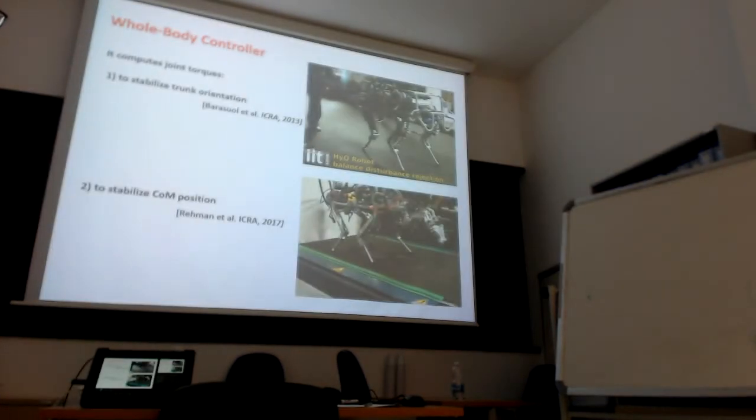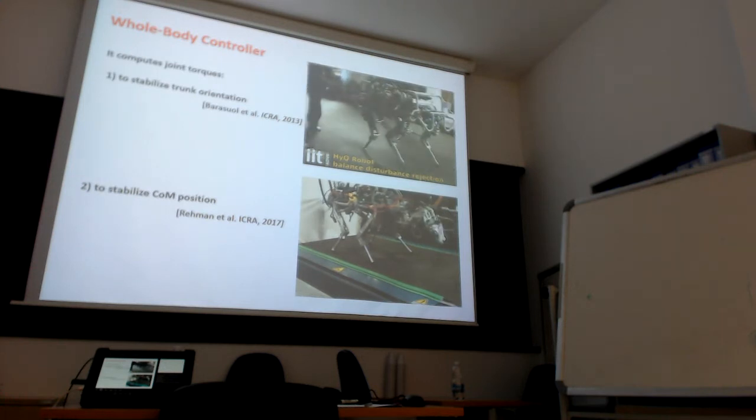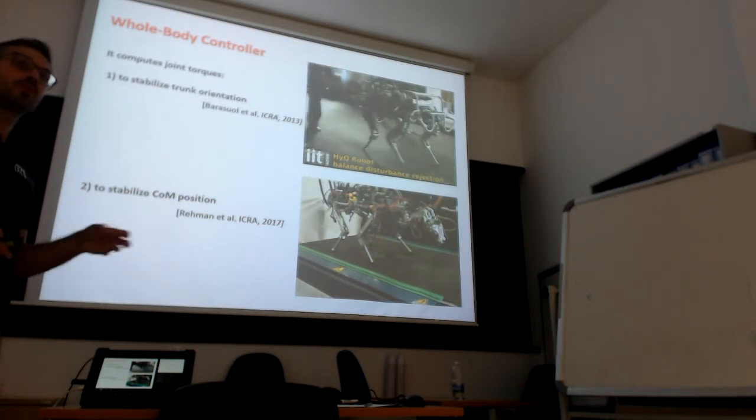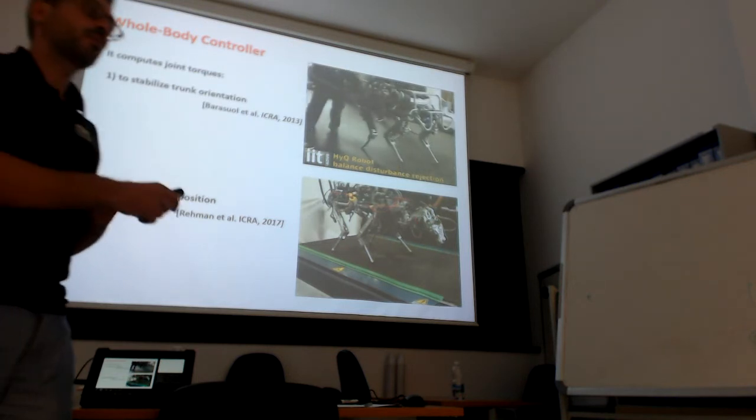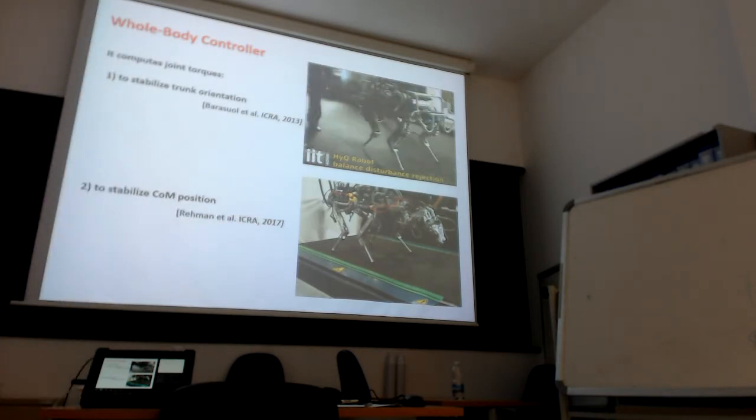And this other example is also to stabilize the center of mass, so orientation and control of the center of mass position. In this case, we have an arm, and if there is no control on the center of mass, this arm creates a big disturbance that makes the robot base completely move.